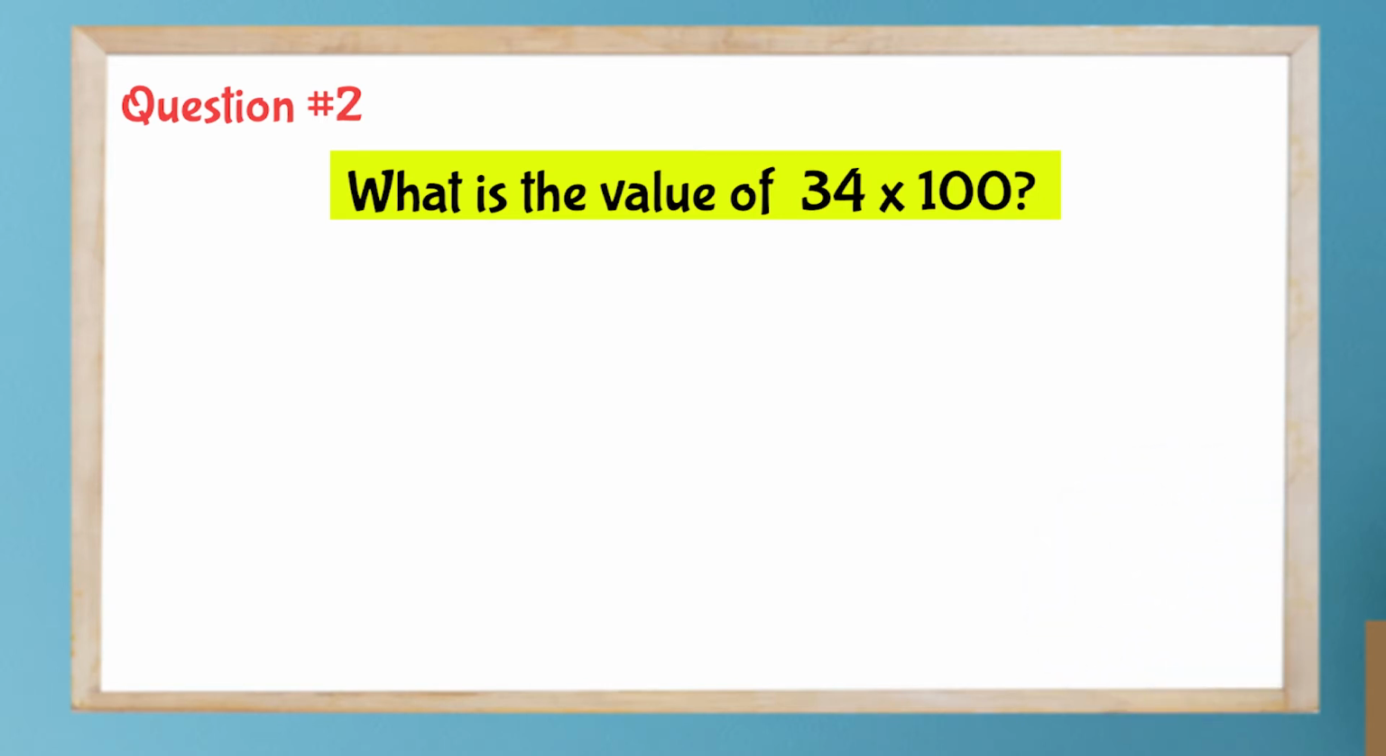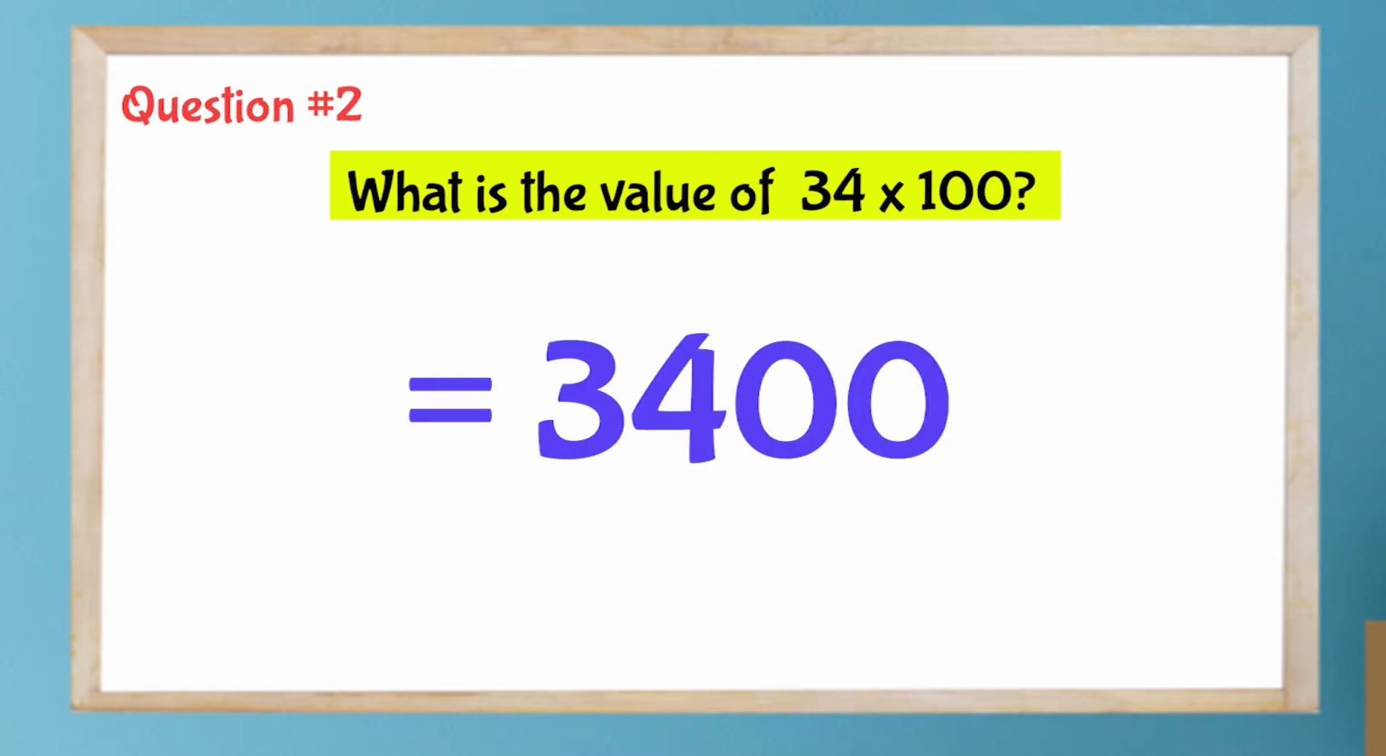Should be finished by now. Do you have 3,400? If you do, it is absolutely correct. What did the rule say when we are multiplying by 100? We retain the number and we add 2 zeros to the end of the number. So we retained our 34 and we added 2 zeros.